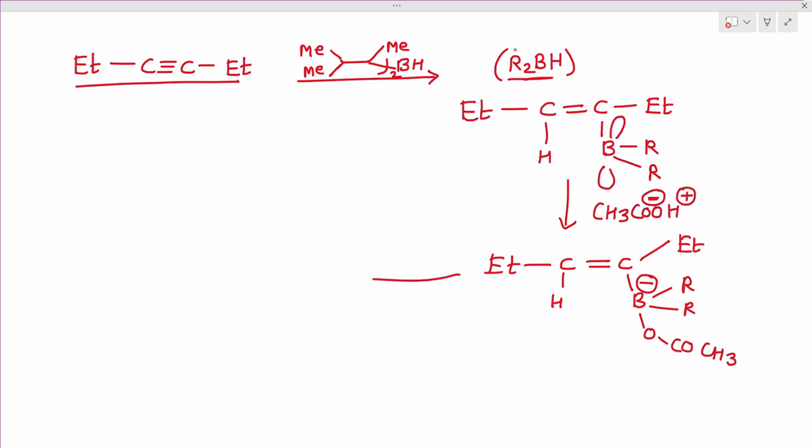Okay, so this is now treated with H plus and we are getting Et, C, H. This bond will dissociate. Okay, this bond will move like this. Okay, and we are getting here Et, H. Okay, now see the next example.